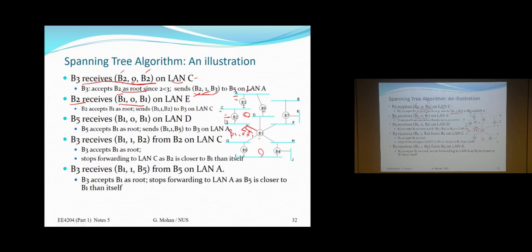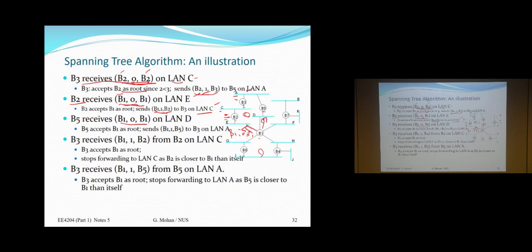So what B2 will do is it prepares a new configuration message. Sender is B2. It believes B1 is the root and 1 is the distance from B2 to B1. And this message will be sent on LAN C. Okay, earlier it sent this message, but now it changed its decision. It sends a new message, this one. Okay, similarly, this B1, 0, B1 will be sent to here also.